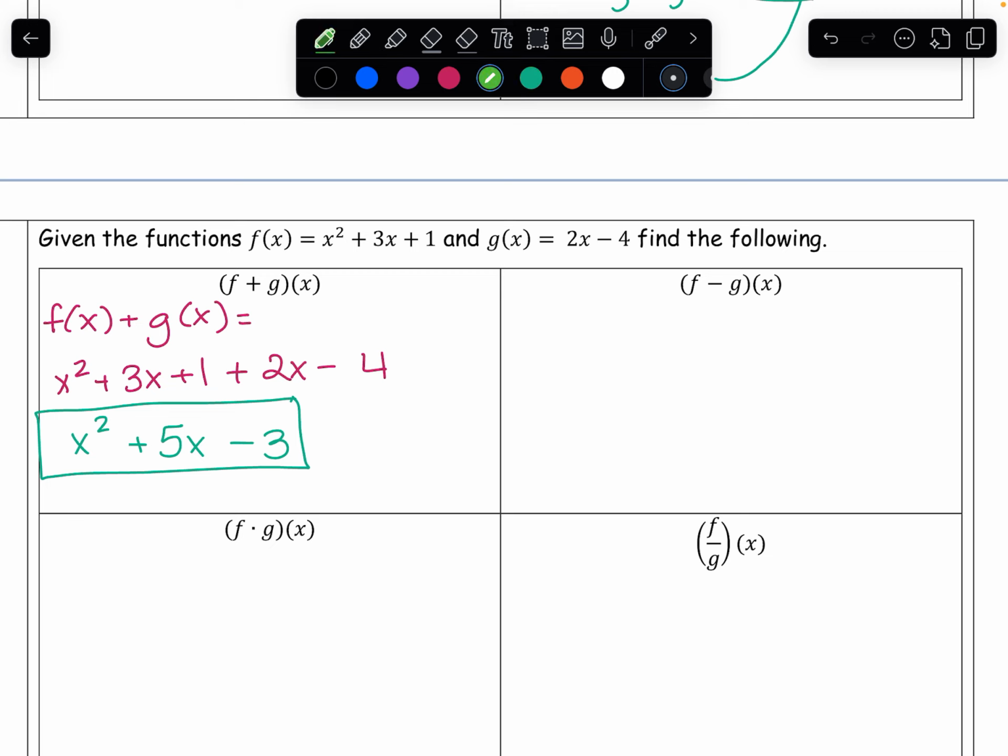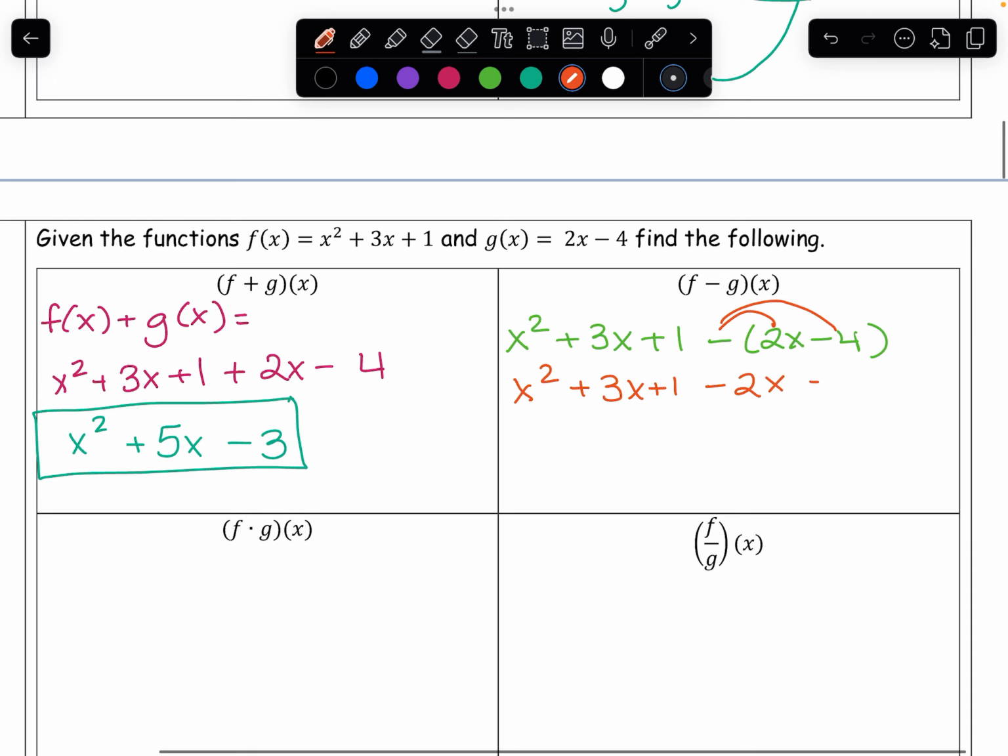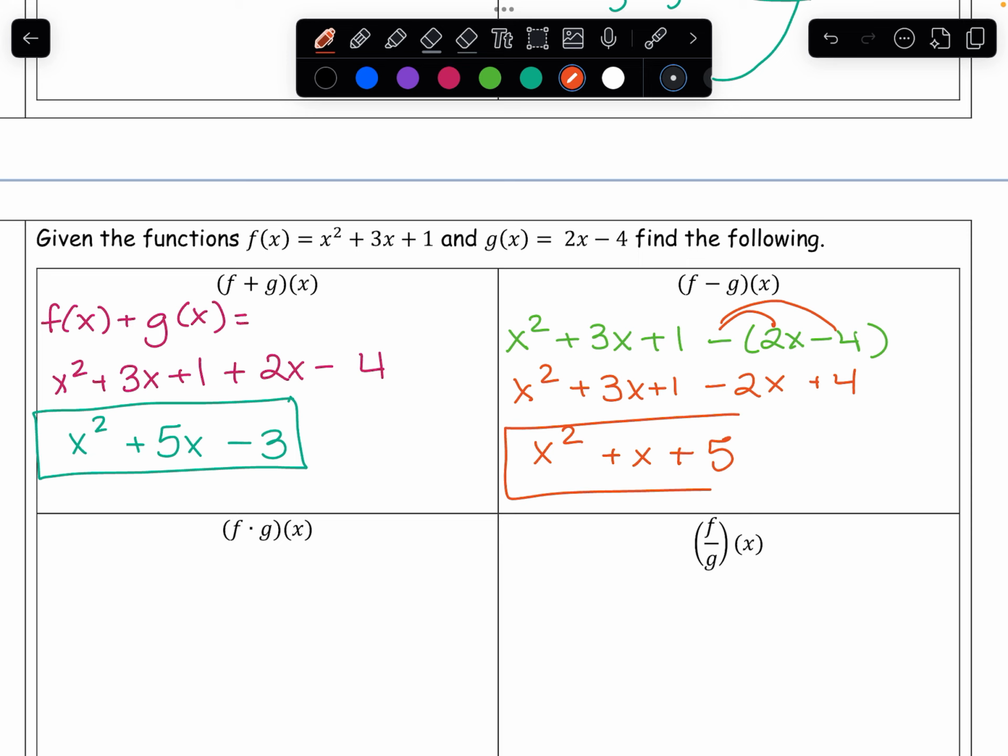We're going to take our f function, x squared plus 3x plus 1, and subtract that entire g of x function. You're going to be very careful with this problem because we have to change the signs of everything on the inside. When we combine, we would get x squared plus x plus 5 as our answer.